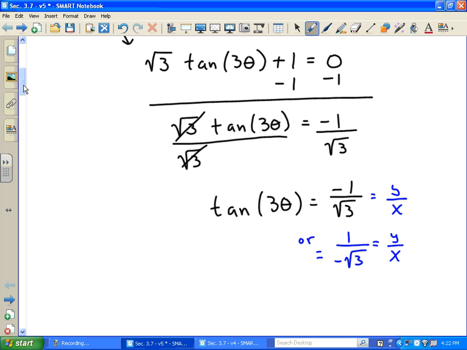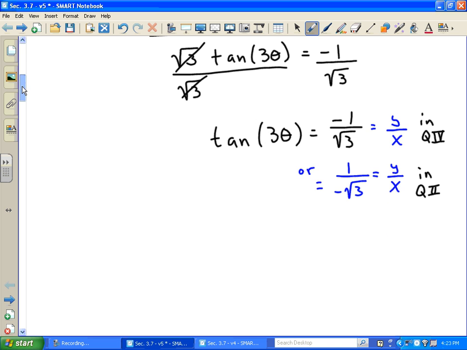Now, which quadrants does this occur in? The first thing you want to consider is, between 0 and 2 pi, which quadrants would these two situations occur in? In which quadrant is y negative and x positive at the same time? Well, y is negative in quadrants 3 and 4. The only time that y is negative and x is positive is in quadrant 4. In which quadrants are y positive and x negative? Well, y is positive in quadrants 1 and 2. The only time that y is positive and x is negative is in quadrant 2.